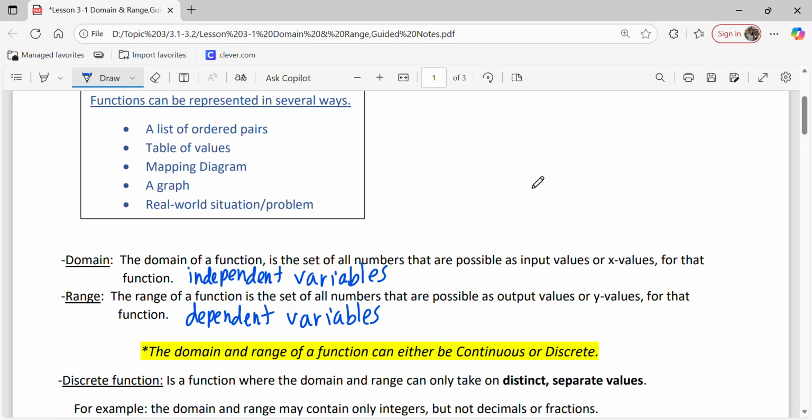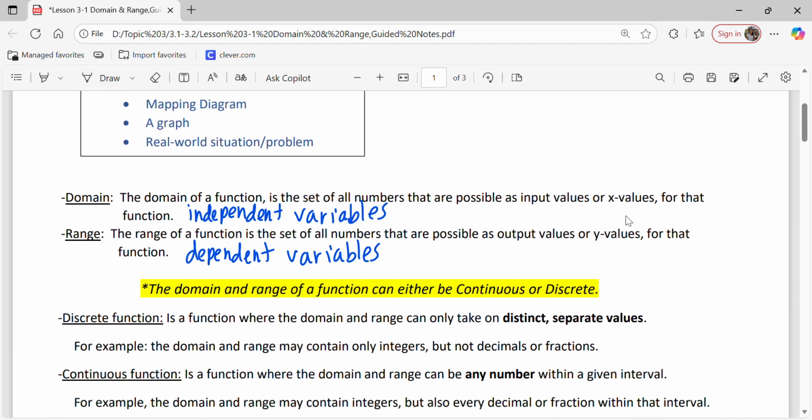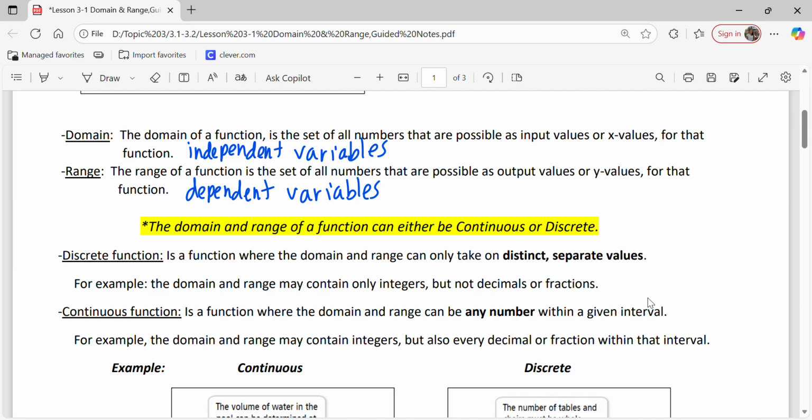The domain and range of a function can either be continuous or discrete. A discrete function is a function where the domain and range can only take on distinct separate values, meaning they can only be whole numbers. For example, the domain and range may only contain integers, but no fractions or decimals. Continuous is a function where the domain and range can be any number within a given interval. For example, the domain and range may contain integers, but can also be decimals or fractions within that interval.